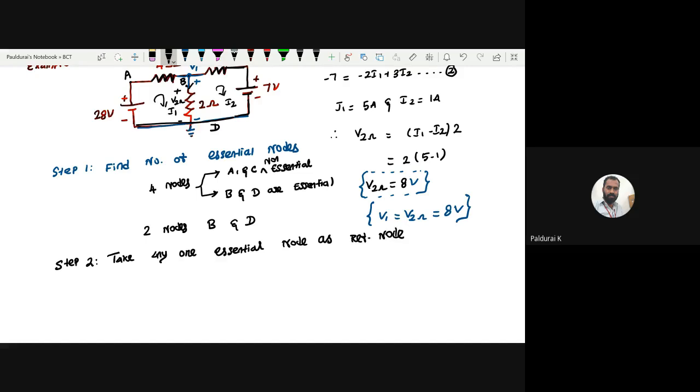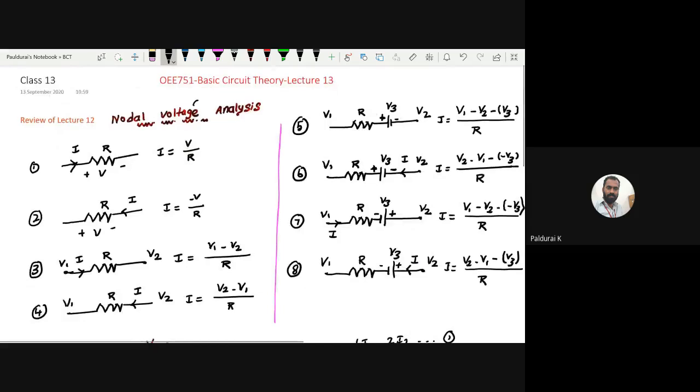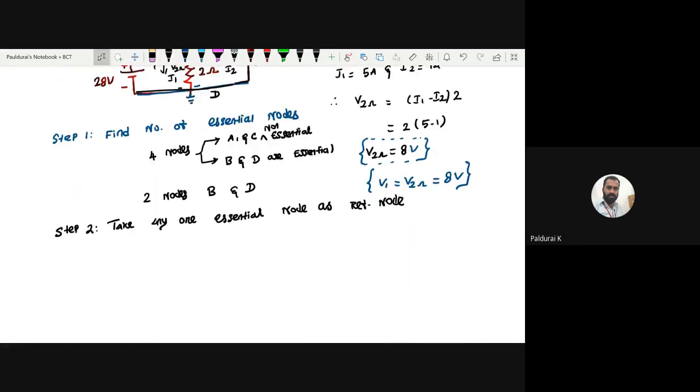Why do you want to take a reference node? Because this is nodal voltage analysis. In order to measure voltage, you always require one reference node. For that purpose, you take any one node as reference node. It may be B or D, either can be chosen. But always take the bottom node as reference node. If you want to take B node as reference node, you can, nothing wrong. But always take bottom node as reference node. That is the best practice.